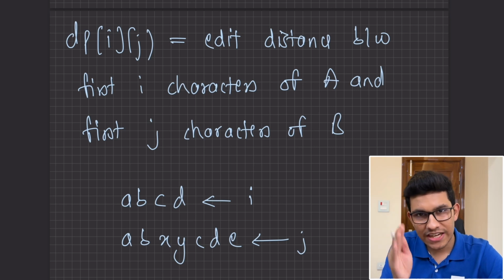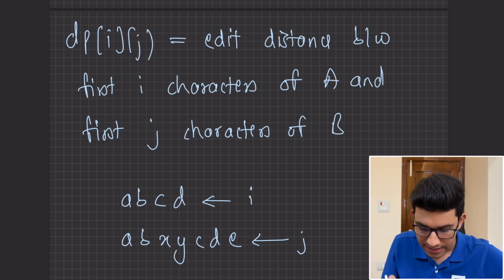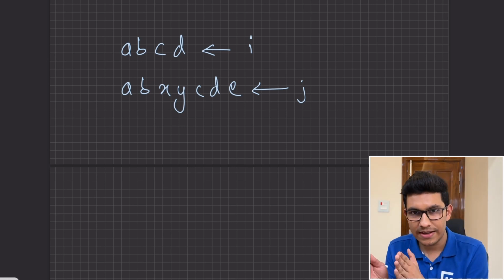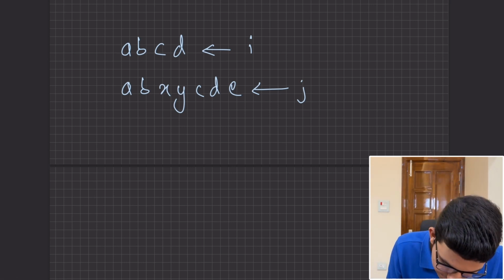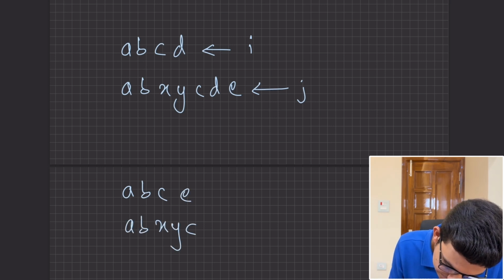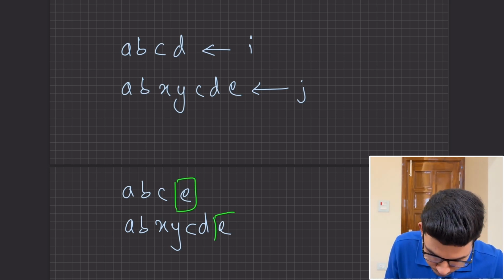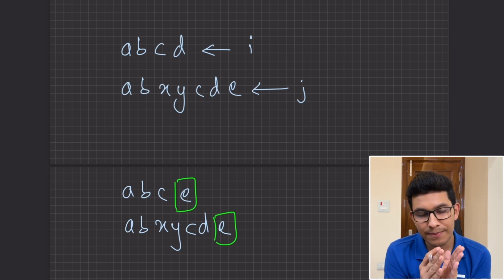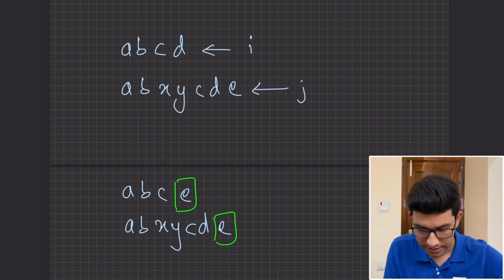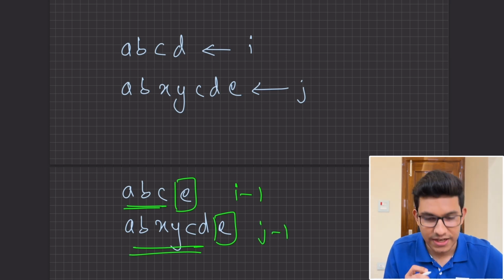Got it? I have three things that I can do. Either I can replace this D with an E or replace E with a D. That is the first case. In this case, what would happen to the string? If I replace this D with an E, or if I replace this E with a D, this would result in A, B, C, E and A, B, X, Y, C, D, E. Correct? In this case, what is happening? The last character is now matching because you have clearly replaced. If the last character matches, what is the length of the string that remains in the first string and in the second string? In the first string, can I say i minus 1 characters are remaining? And in the second string, can I say j minus 1 characters are remaining?